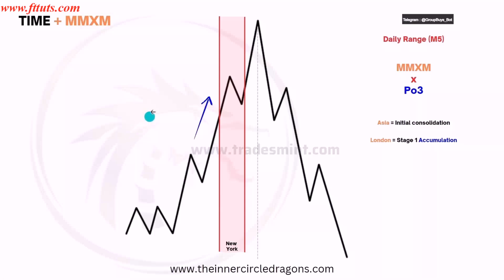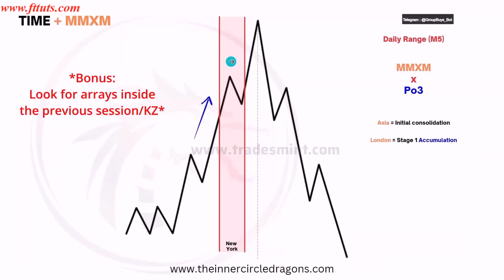We then witness another expansion leg after our first stage of accumulation into the New York session, where we may have a news embargo, say at 8:30, and we witness a retracement lower back into the expansion leg between the London session and the New York session.